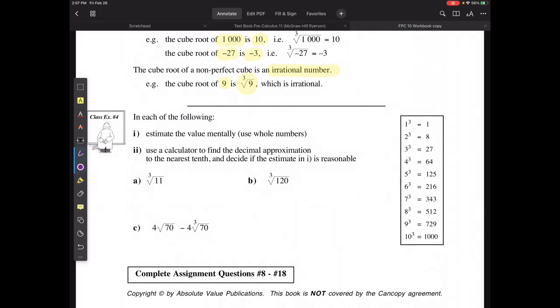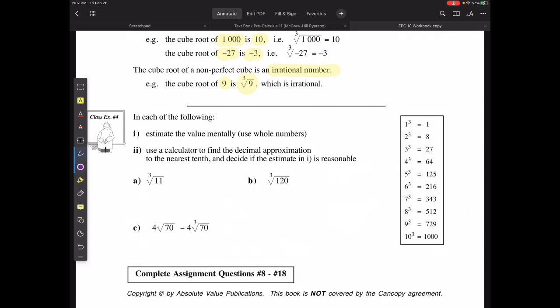Just make sure you know how to plug into your calculator. If you're on a TI 83 or 84, you got to go under the math functions for the cube root of these things. If you're on a different calculator, typically it's going to be the x root of y is what you're looking for to plug it in.